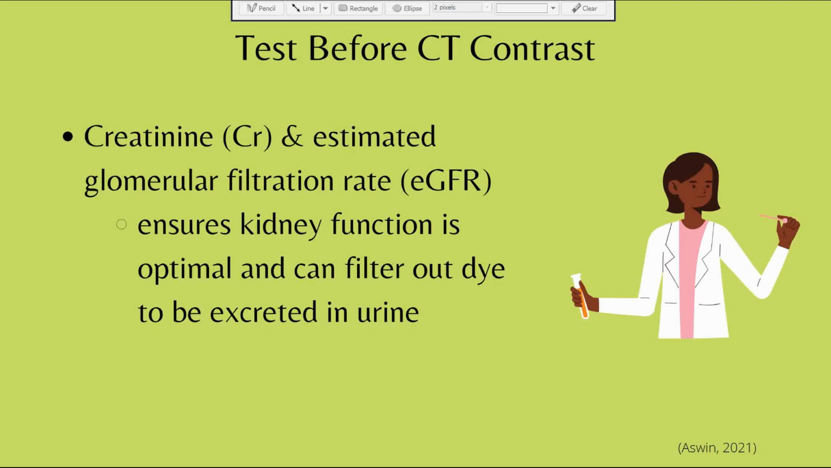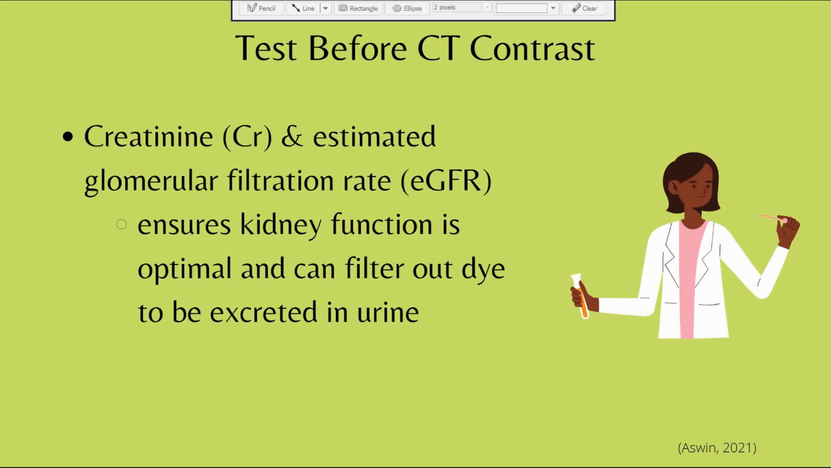Since the substance given needs to be excreted, it is important that before a CT contrast, the patient undergoes a test. This test involves creatinine and estimated glomerular filtration rate test. This test ensures kidney function is optimal and can filter out dye to be excreted in the urine.